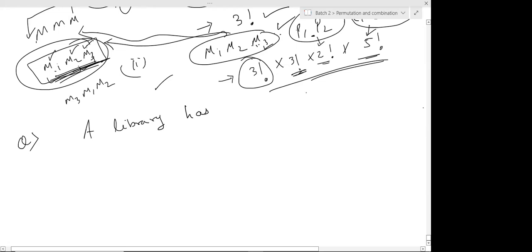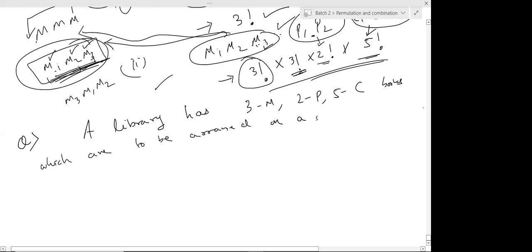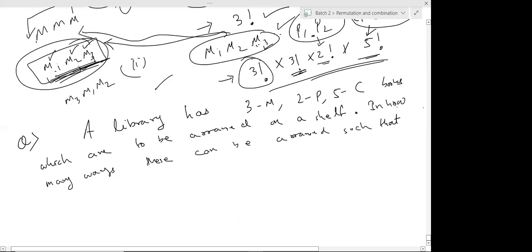A library has 3 mathematics, 2 physics, and 5 chemistry books, which are to be arranged on a shelf. In how many ways can these be arranged such that mathematics books are together?